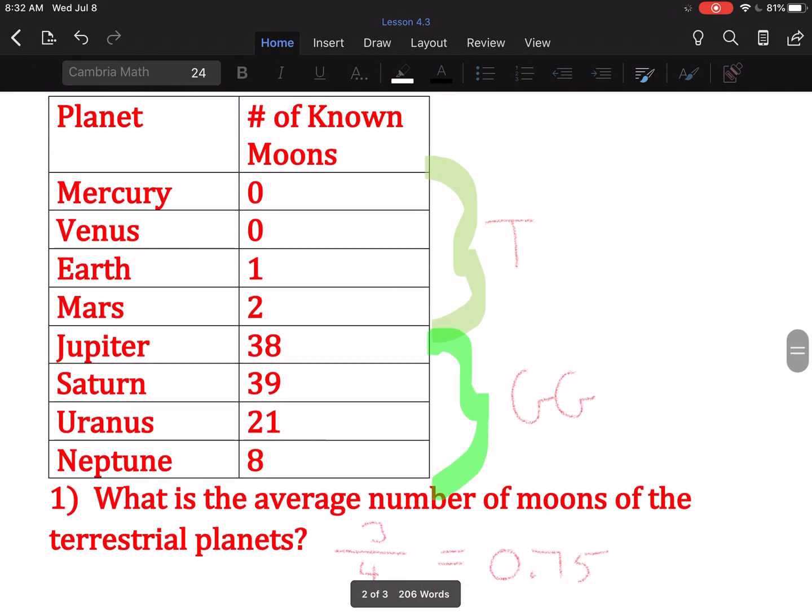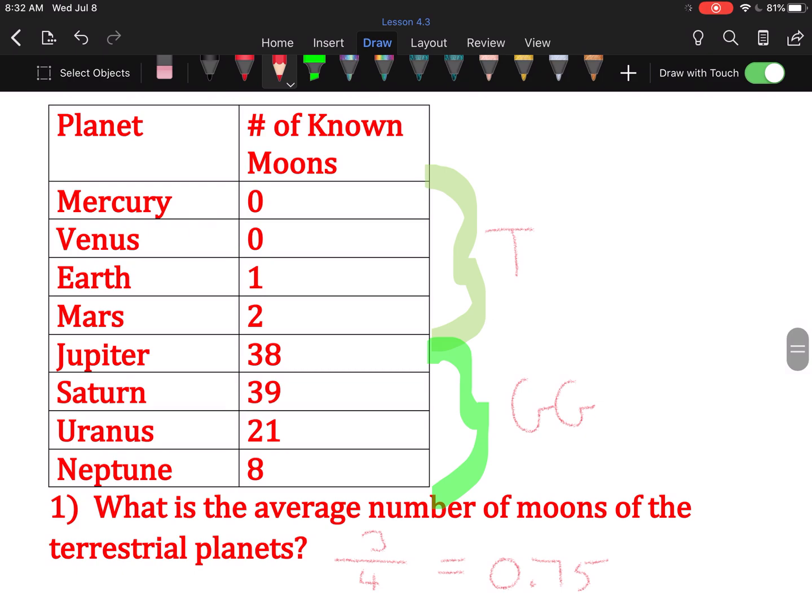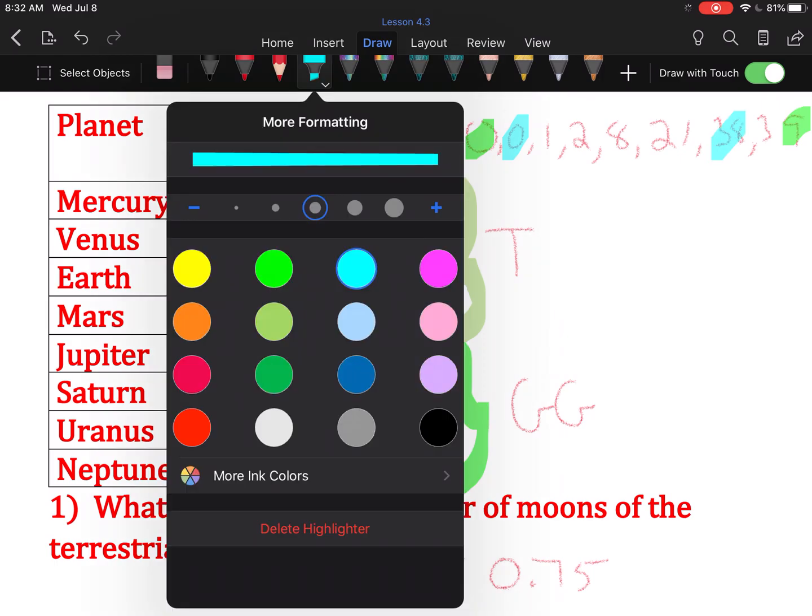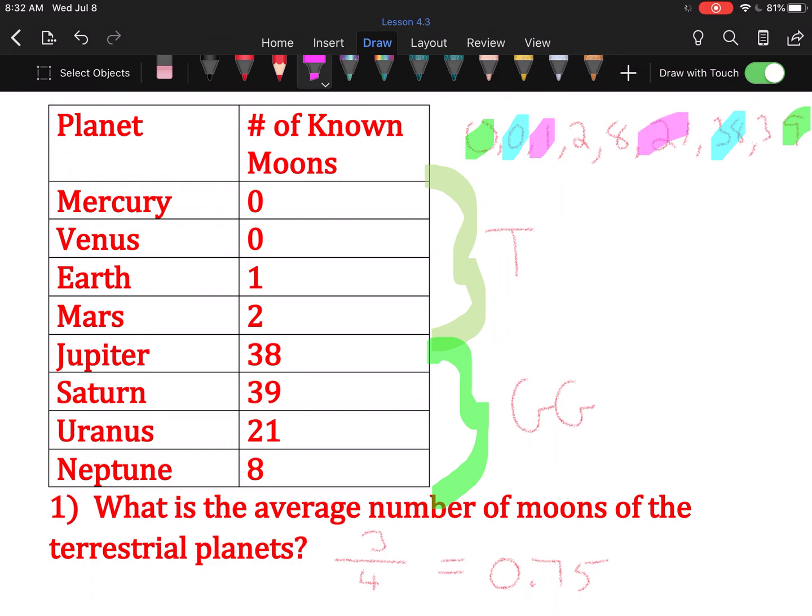Last question, what is the median? I'm going to have to scroll back up here to do it so I can put these in order. So from least to greatest, the numbers are 0, 0, 1, 2, 8, 21, 38, and 39. So knock off the ends, working my way in. The two numbers in the middle are 2 and 8. So 2 plus 8 is 10. 10 divided by 2 for our median is 5.